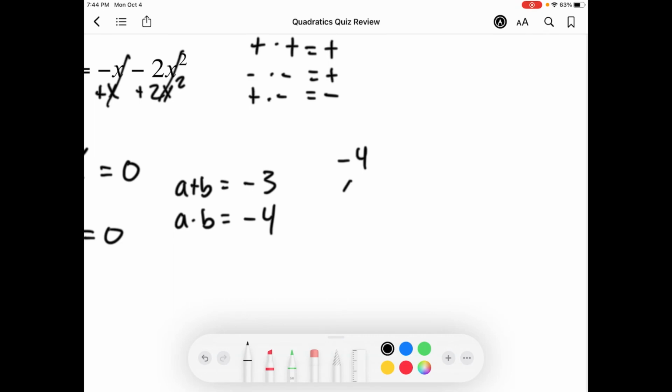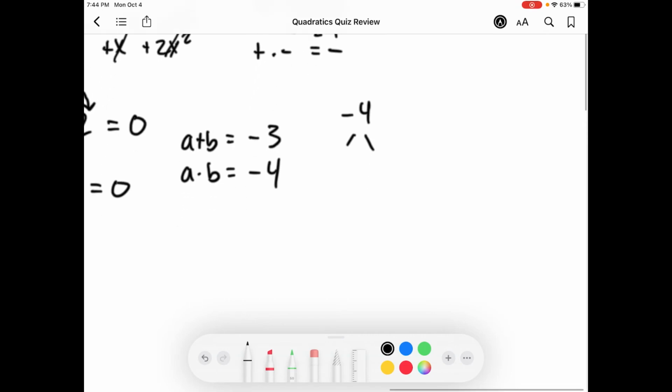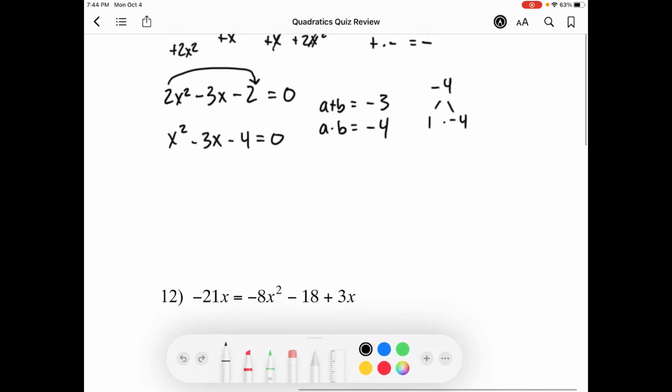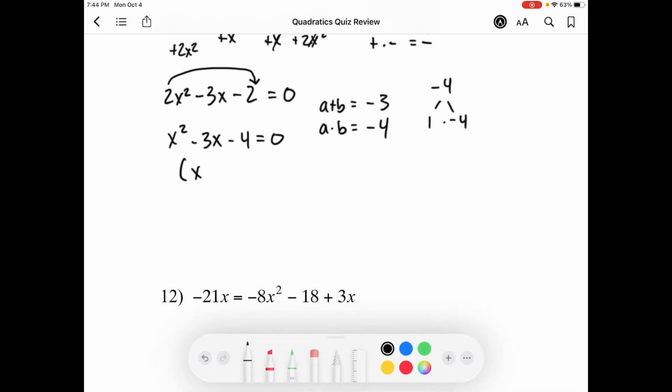So we'll start off with the factors for negative 4. So I have 1 times 4. And remember, the larger number is negative. And this works, right? 1 minus 4 is negative 3. And 1 times negative 4 is negative 4. So those two numbers work. So we already found our factors. So we're going to write x plus 1, x minus 4.